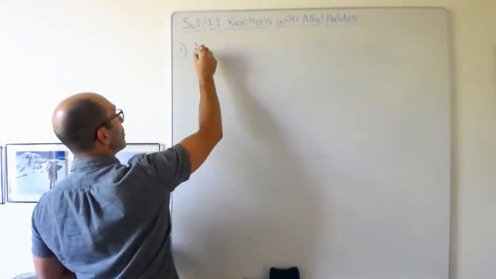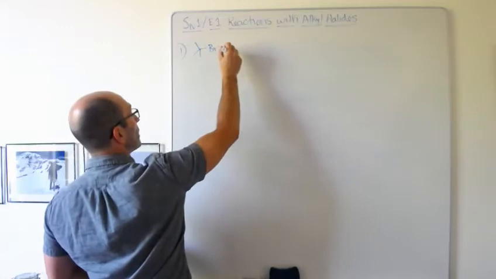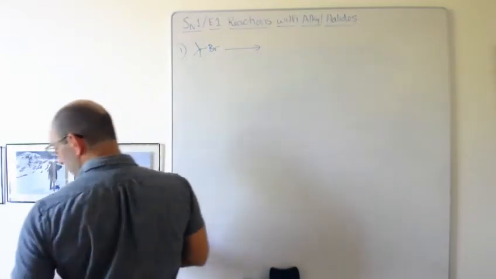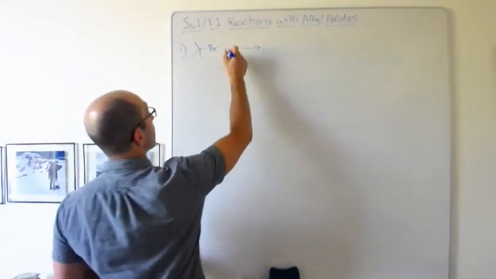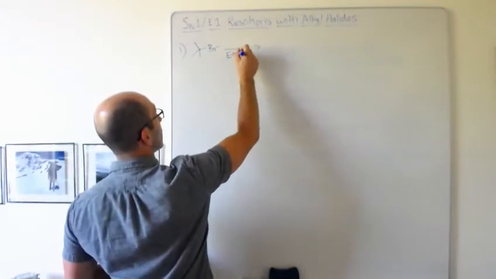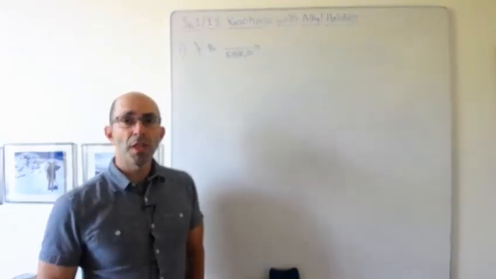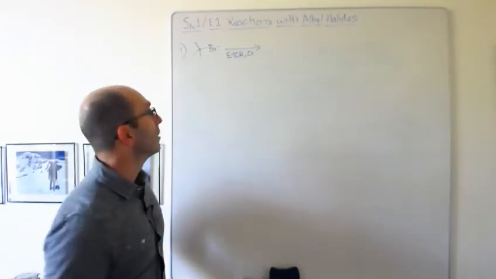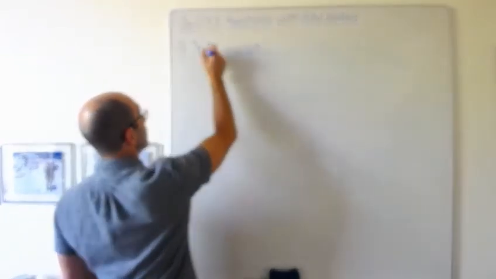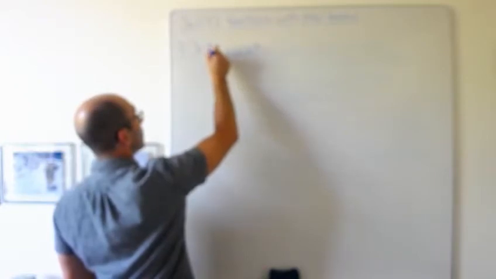So our first example, we're going to look at t-butyl bromide. All right, and we're going to react t-butyl bromide with ethanol and heat. All right, this is probably the simplest SN1 reaction that we'll see. Right, and again, when we think about it, let's go through the mechanism.